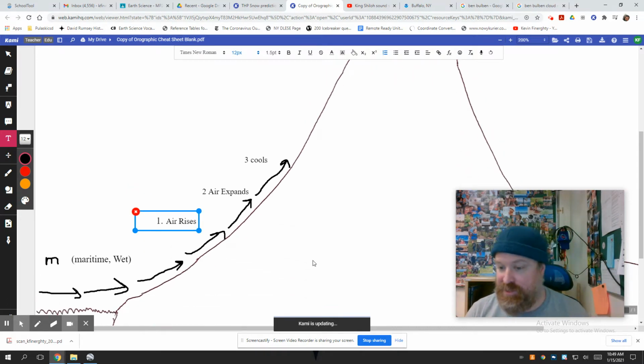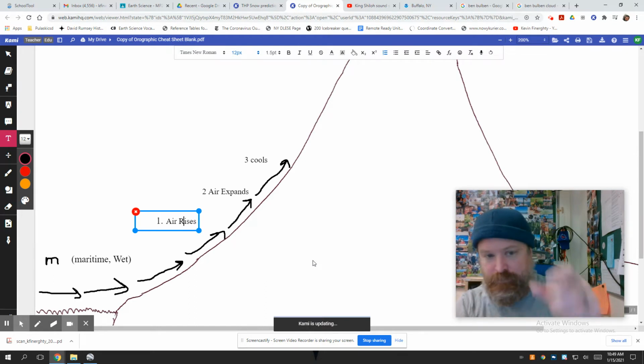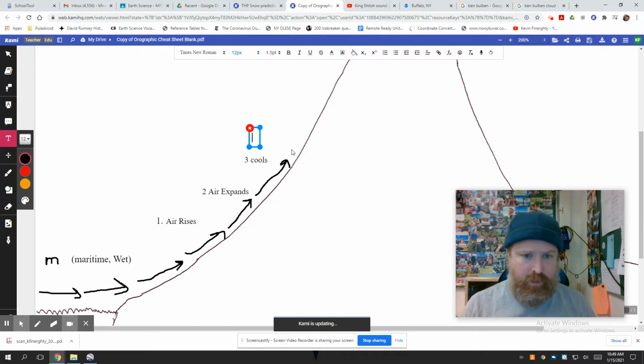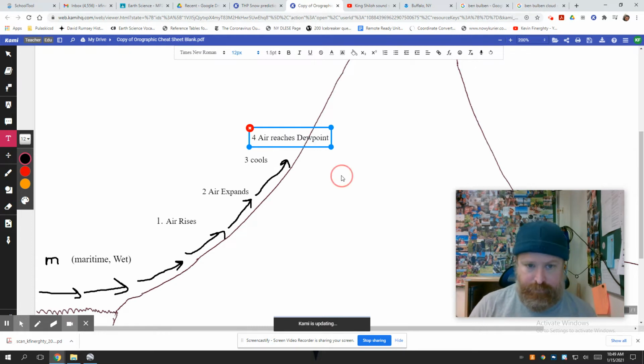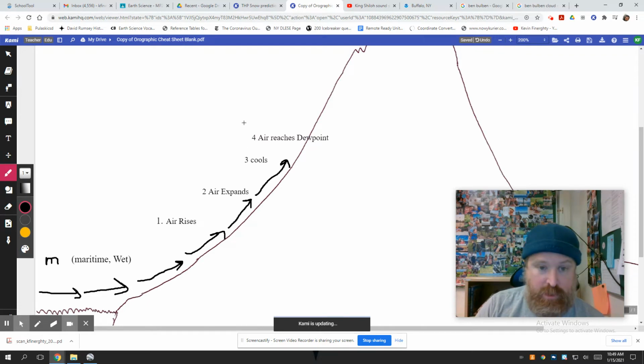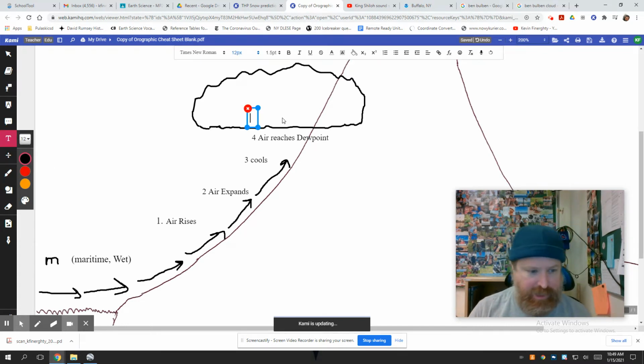Because when it cools, just like, and hopefully you did the lab with humidity when I was at my house with the aluminum can, I put an ice cube in and I stirred it until the can got cold enough, to make the air hit the dew point. That's going to be the next step. 4, air reaches dew point. It'll cool and cool and cool until it hits the dew point. And at that moment, we get clouds.